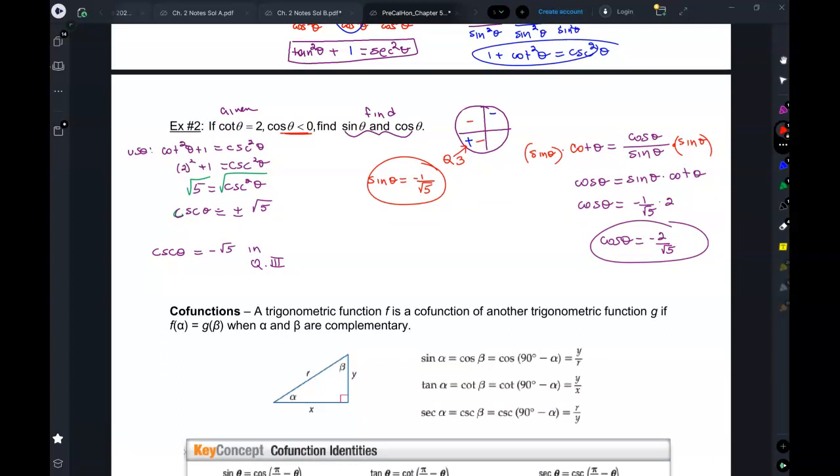Or negative 1 over root 5 times 2? Because in order to find cosine, we said it equals sine times cotangent. Right? This is sine, this is cotangent.